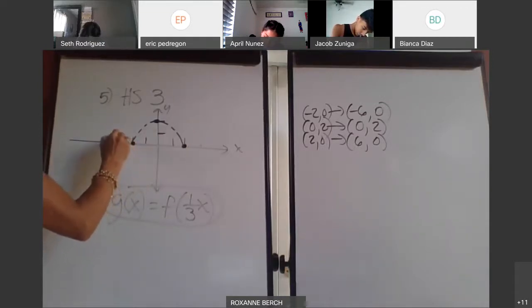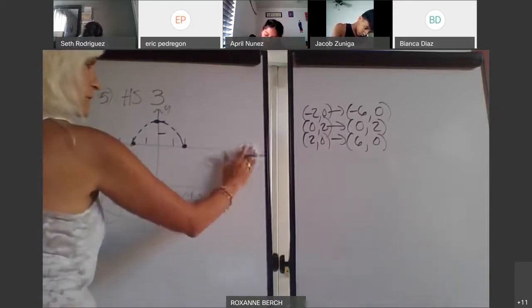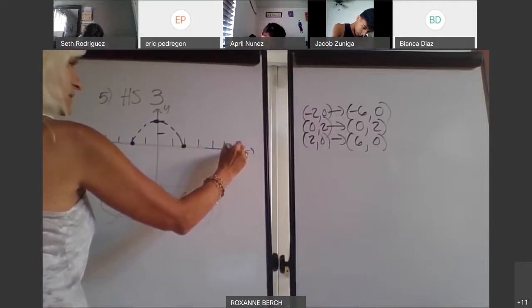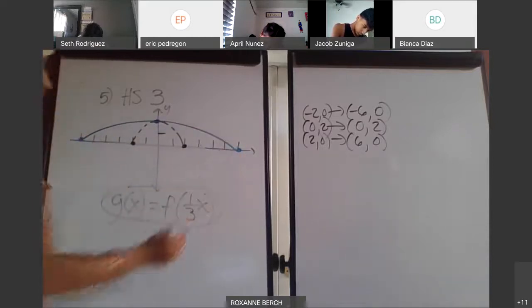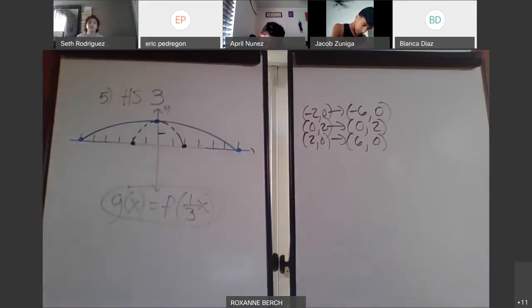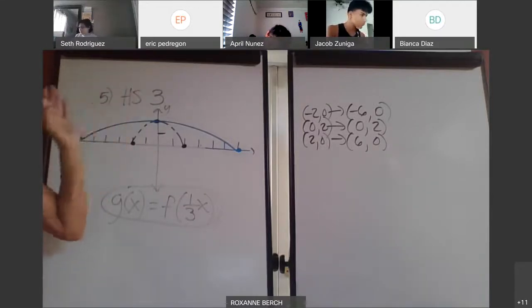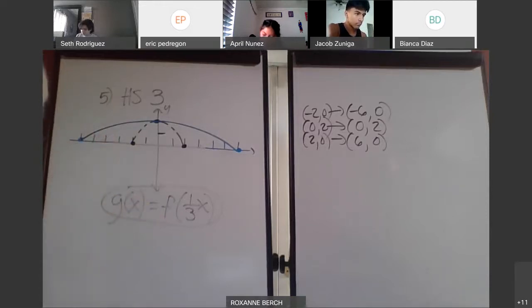And this says to go left 6, 0. It says to go right 6, 0. And 0 up 2. So does this look like it was horizontally stretched? Yeah. But the point I'm making with this problem is that everything we're doing is with 3, except the function looks wrong. So the function is the only thing that looks wrong.